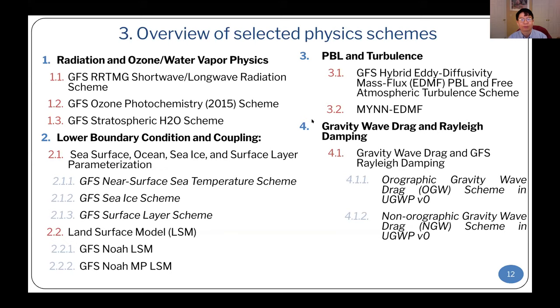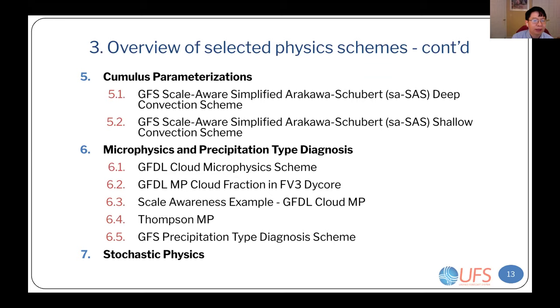The PBL has two schemes in these two supported suites. One is the GFS hybrid EDMF scheme. The other is MYNN EDMF. For the gravity wave drag, we use UGWP V0 for both orographic and non-orographic gravity wave drag. For cumulus parameterization, we use the GFS scale-aware simplified Arakawa Schubert, called SAS. SA means scale aware, for deep convection and shallow convection. So for the RFS V1 alpha, as I mentioned earlier, it's turned off. So if you want to use it in a low resolution simulation, you may need to turn on the deep convection and the shallow convection schemes.